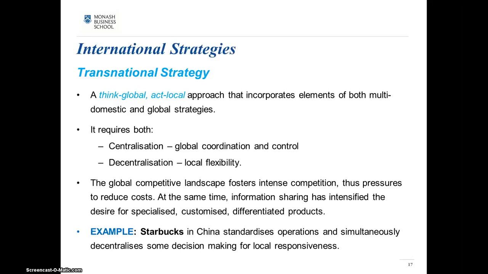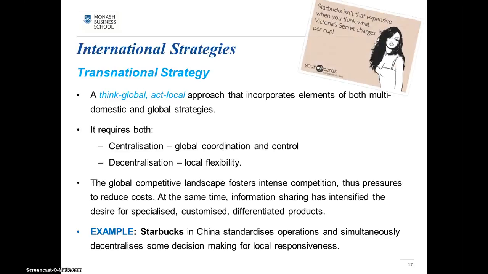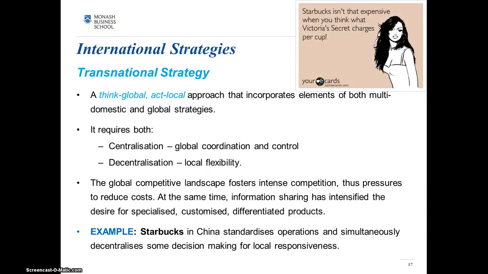And a good example of a company which has at least relatively successfully pursued this strategy is Starbucks. And if we look at that particular company in China, they might be hideously expensive. They are not that bad when you consider what Victoria's Secret charges per cup.